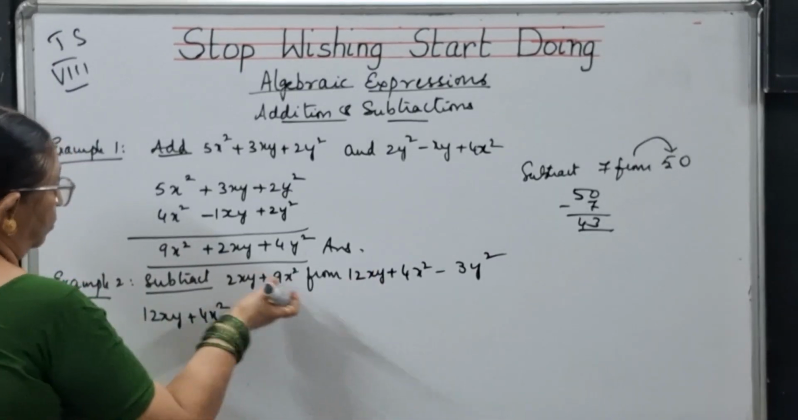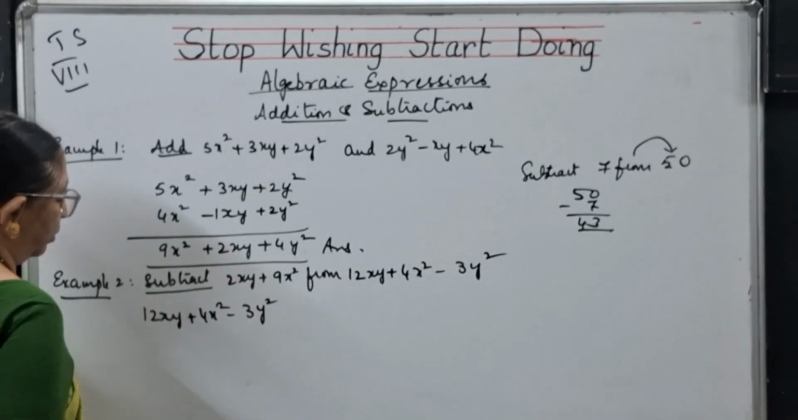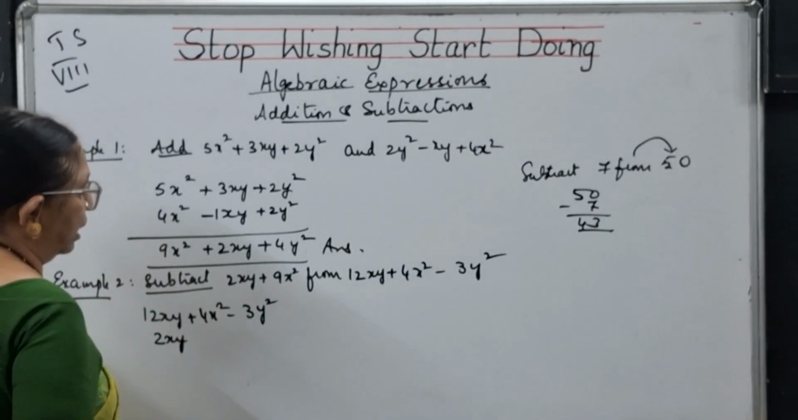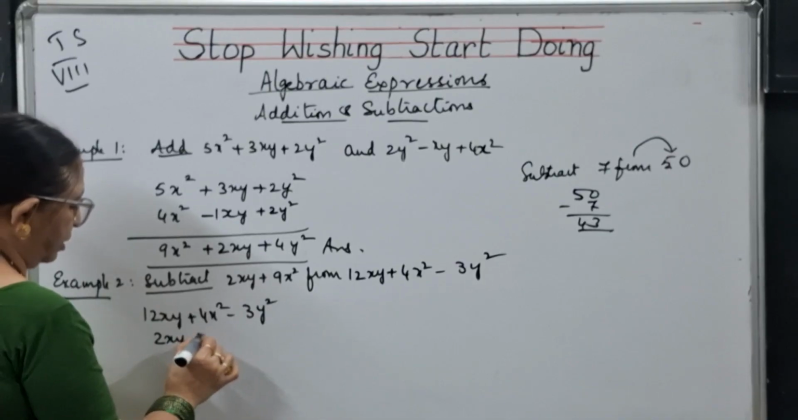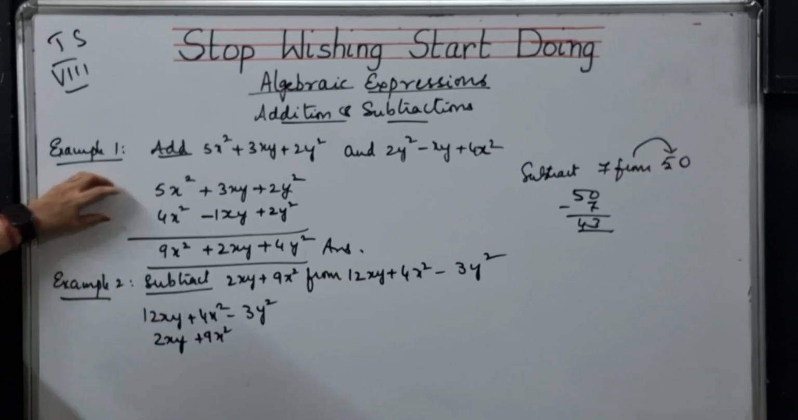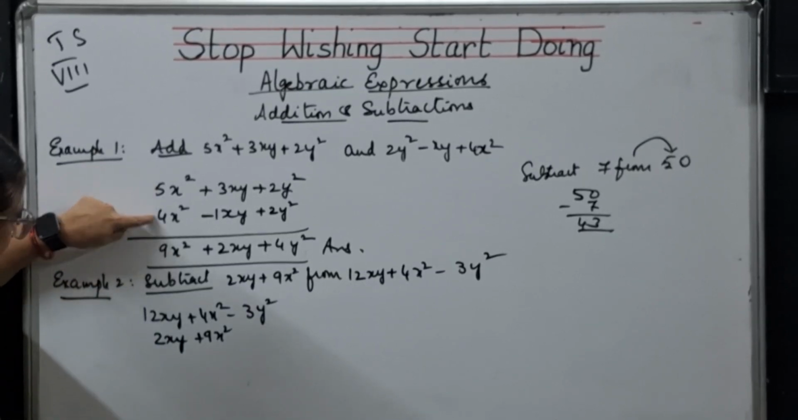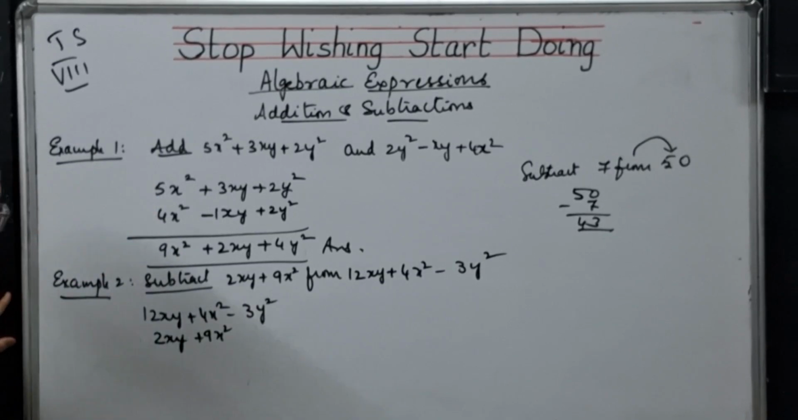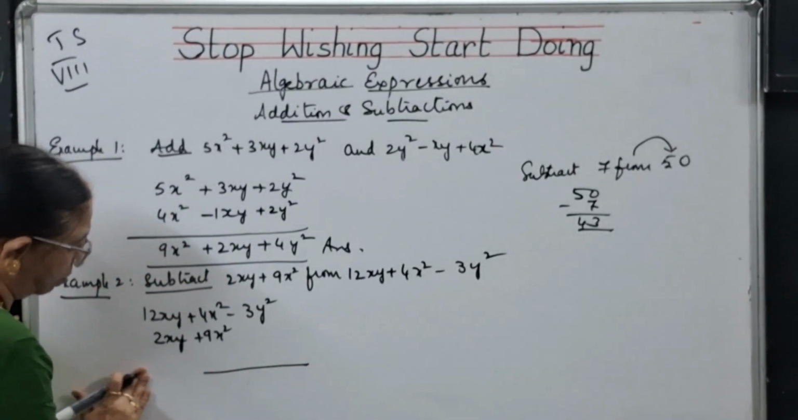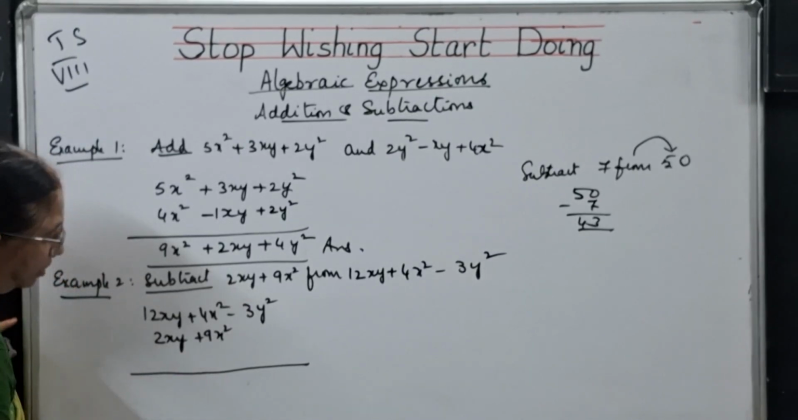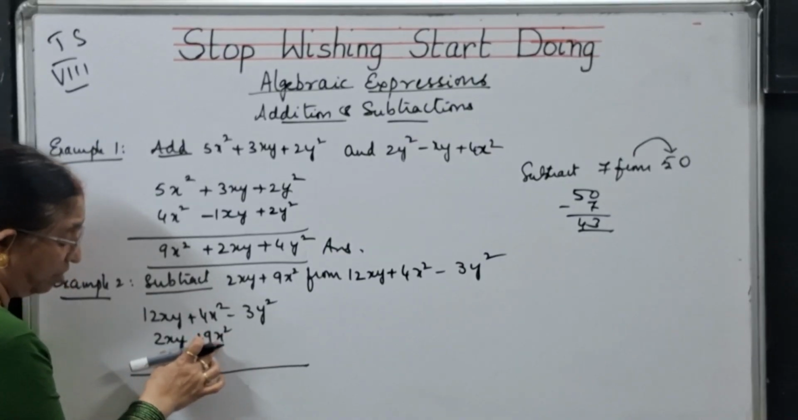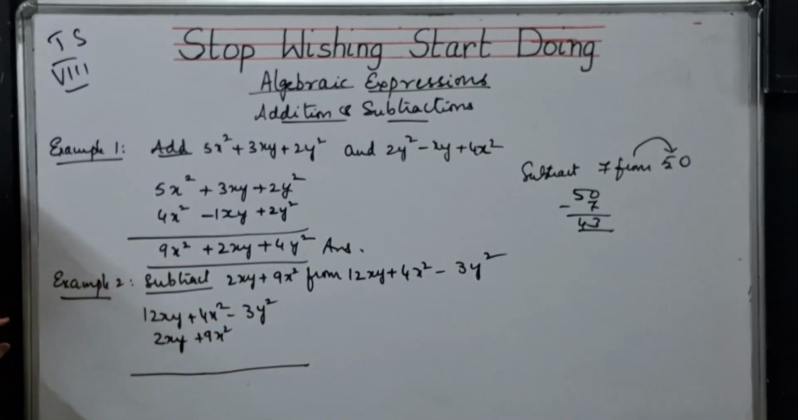Below it you have to write this. 2xy. 2xy means xy is here, so you write 2xy. And 9x square. There is no y square. Now children, please be careful. When you are adding, the gap between this and the line can be less. But here, while subtracting, you take more gap. Why should you take more gap? The reason is, whatever you have written here, their signs will change. Why should they change? Because we are subtracting.